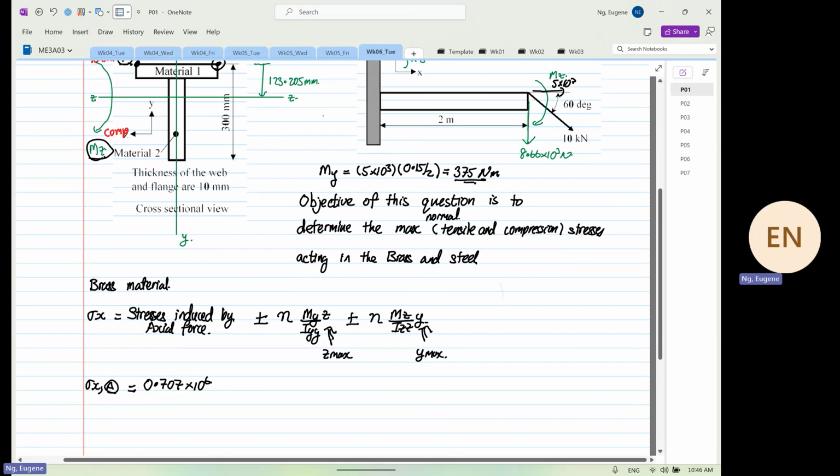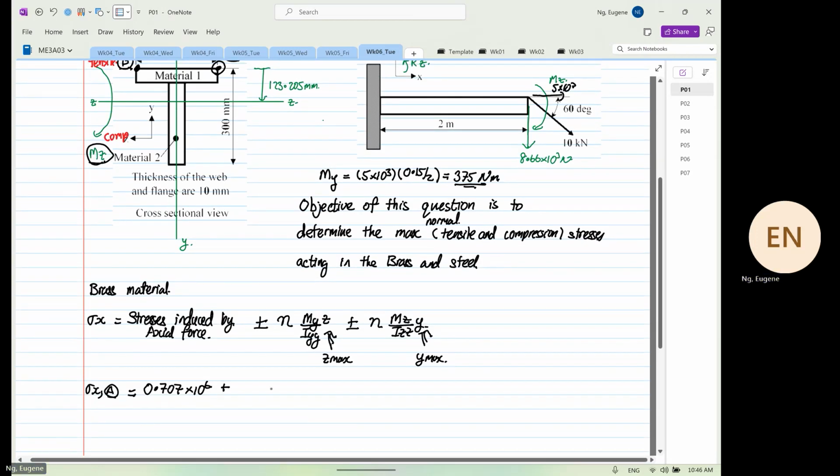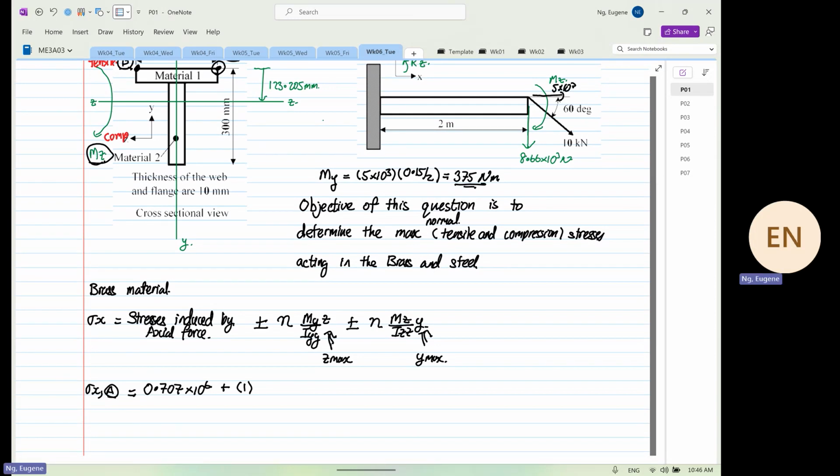Moment about Z is going to generate tensile, so this is plus. Our reference material was brass, so this is 1. And then we calculate moment about Y is 375. And then we did calculate the IYY. So IYY is 2.859 times 10 to the power minus 6.